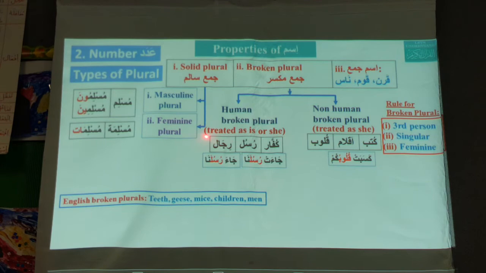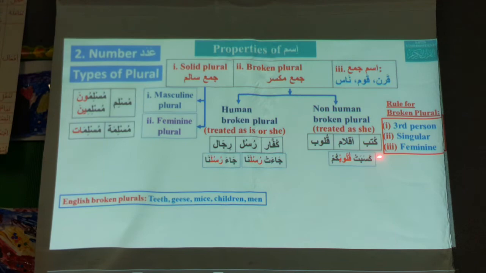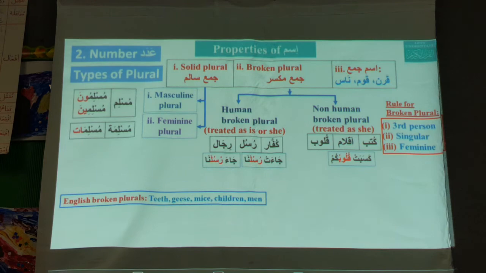Okay, so these are human broken plurals. These human broken plurals can be treated as he, or these can be treated as she. So the rule for broken plural is that they are treated as third person, singular, feminine gender. Okay? So for human broken plurals, they can be treated as masculine, or they can be treated as feminine. So both types can be used.